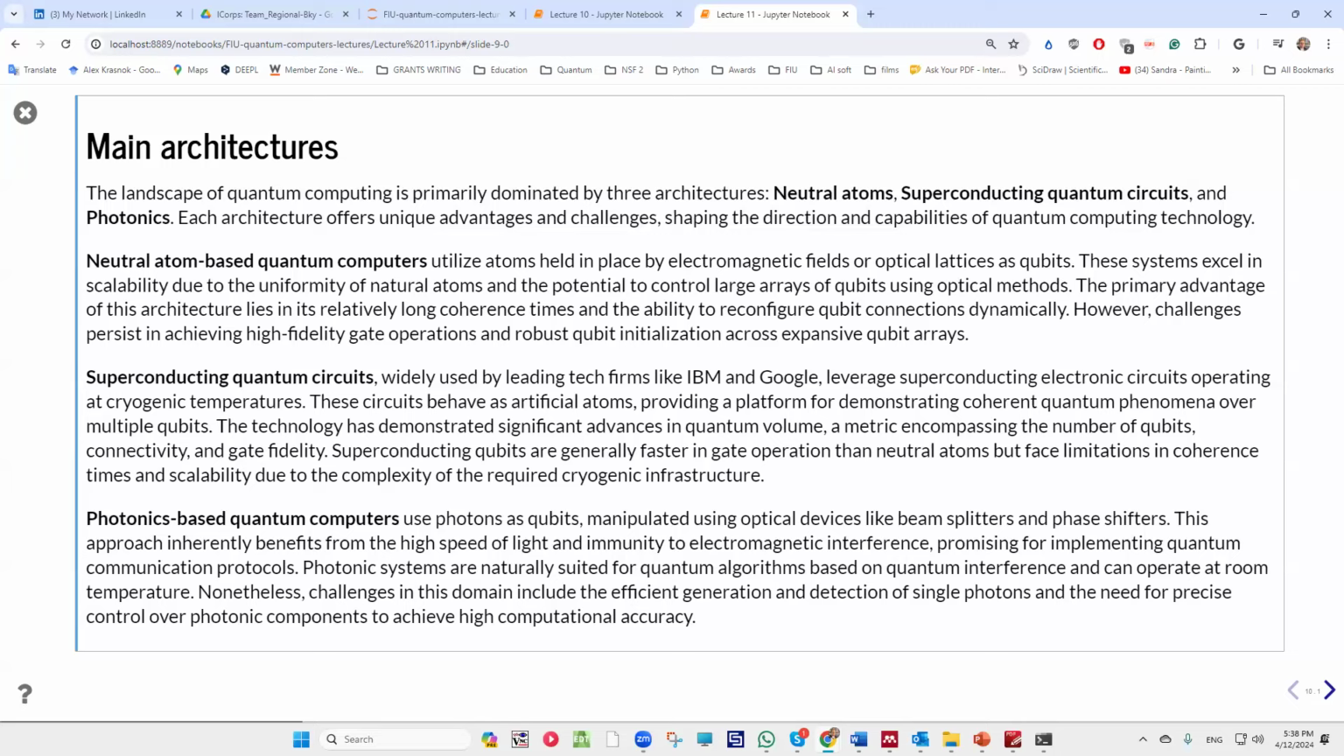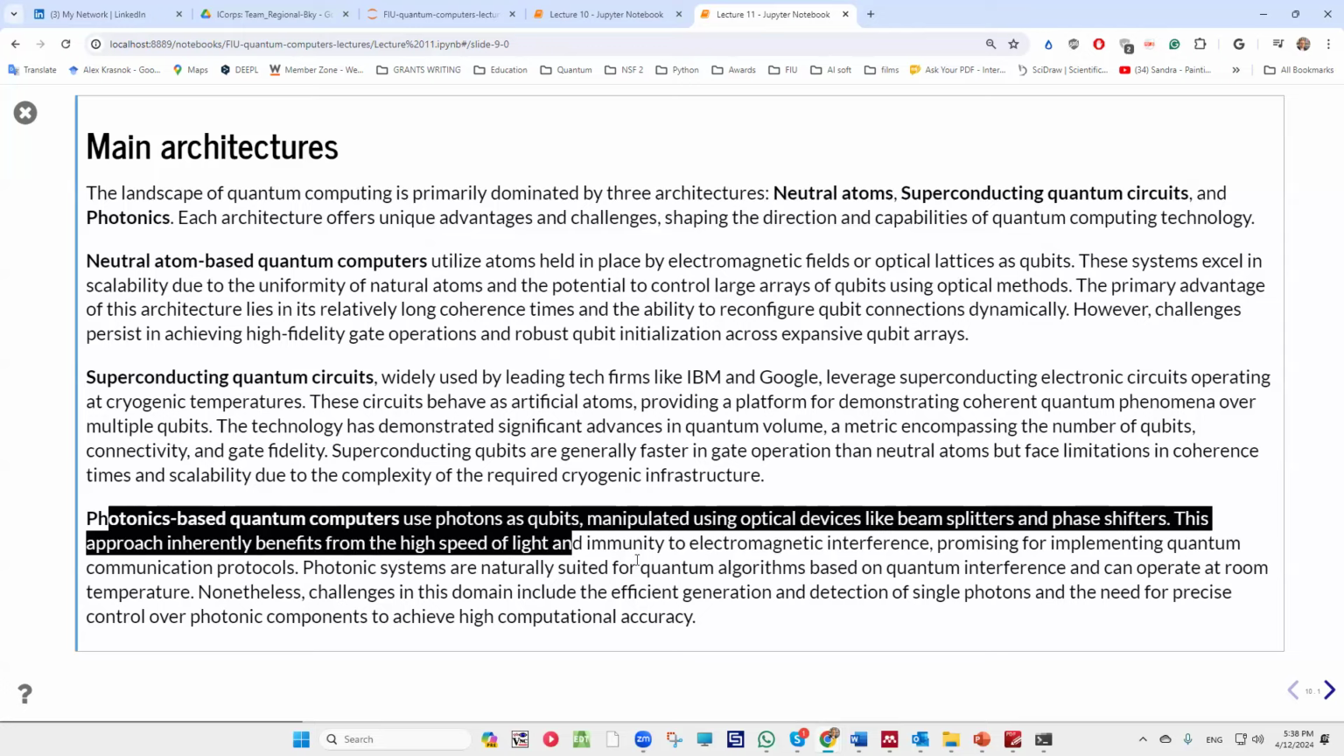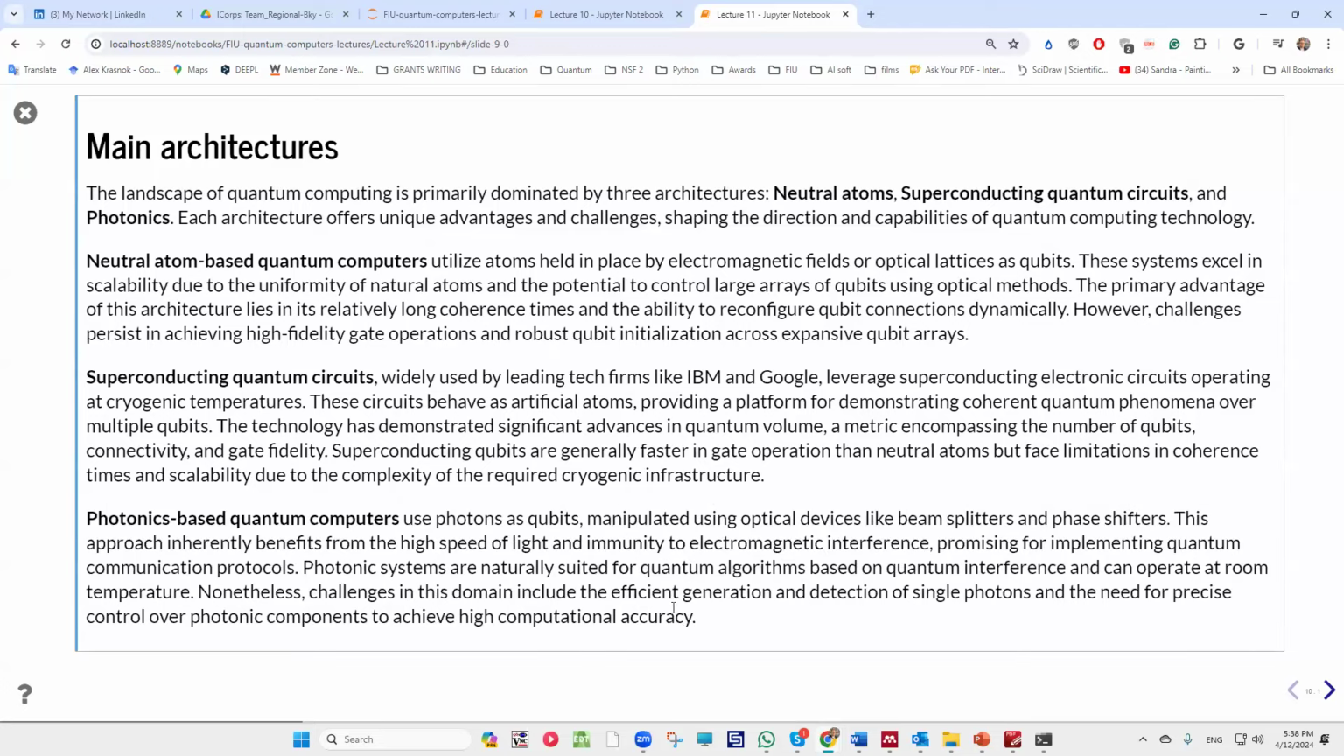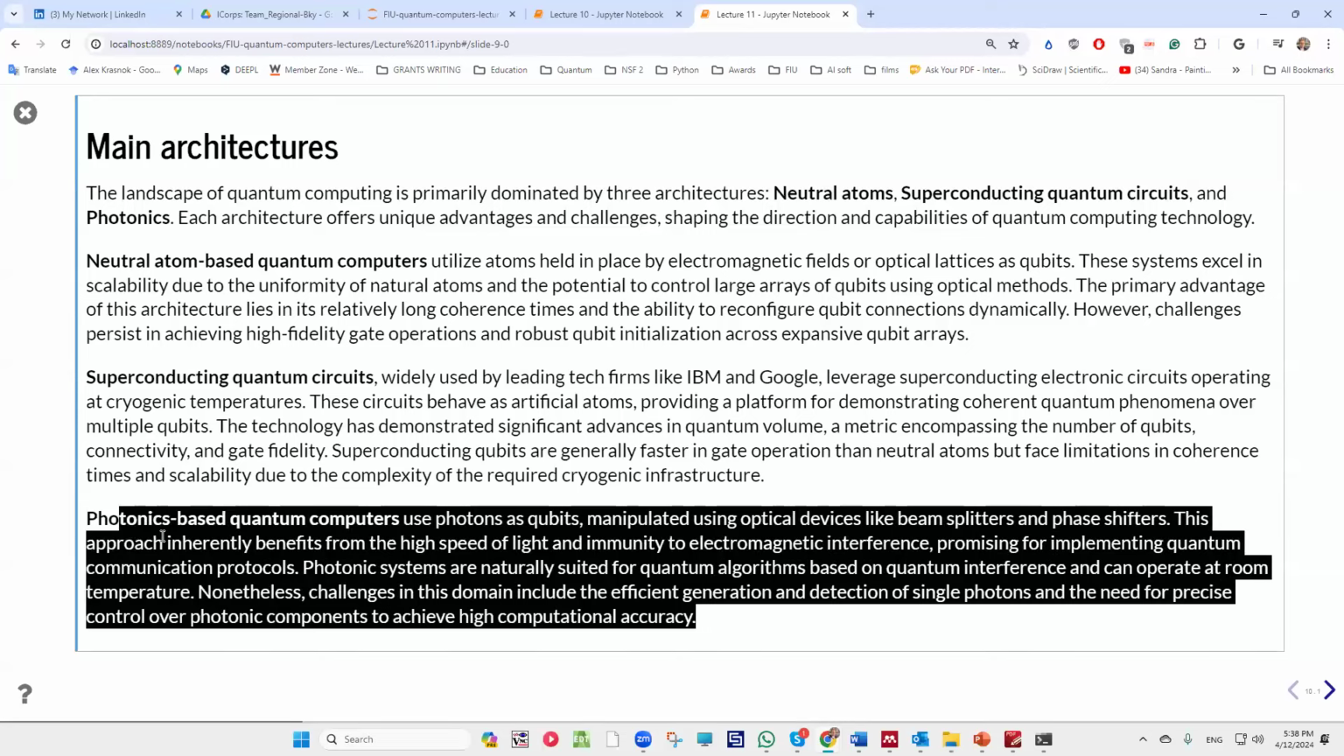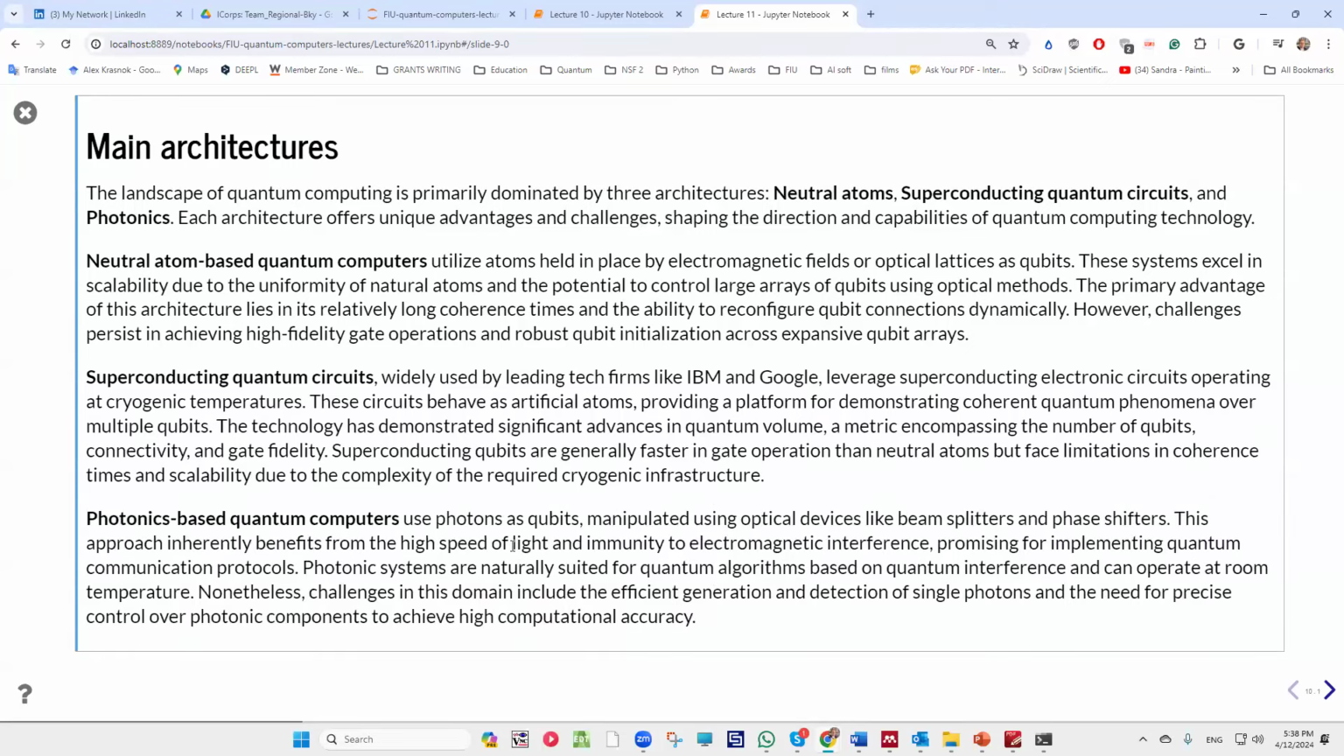So that means that the photon can keep this polarization state or the propagation direction state for billions of years. So it's a very long coherence time for photonics. This is for the pros.